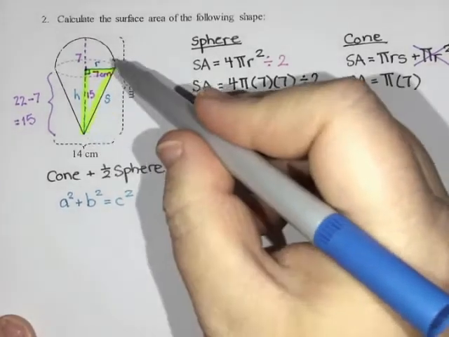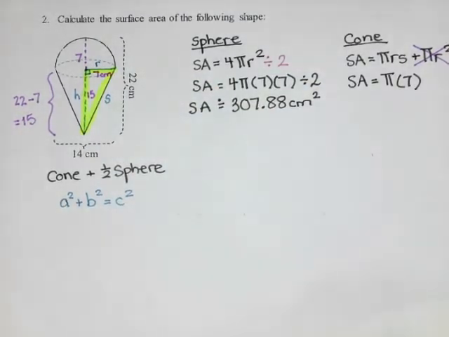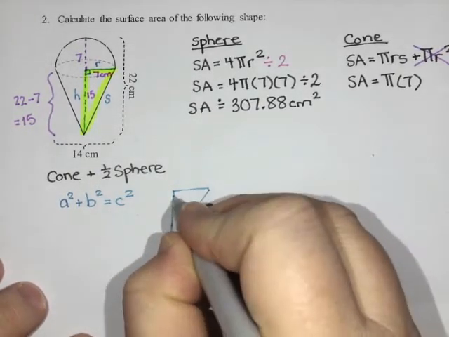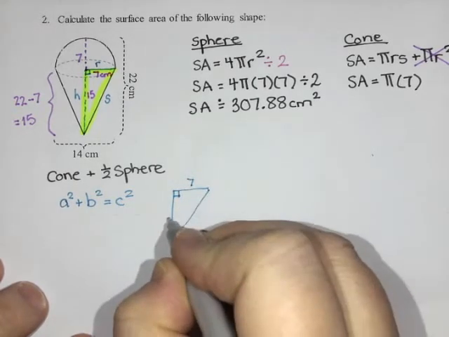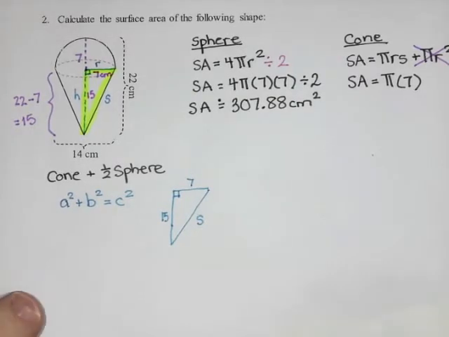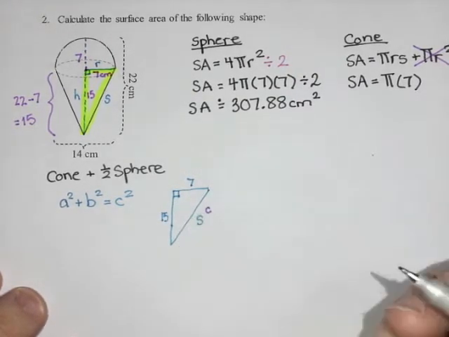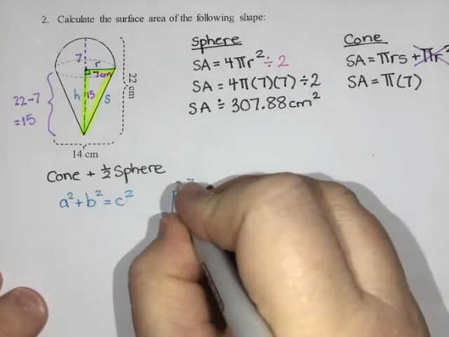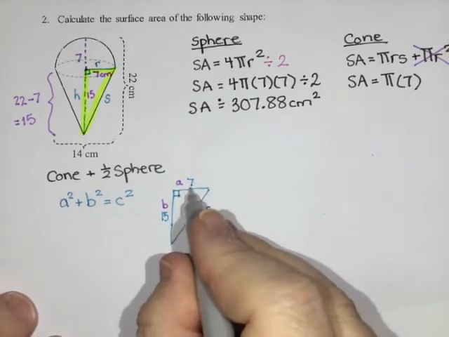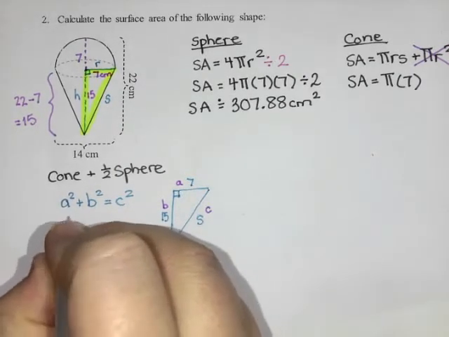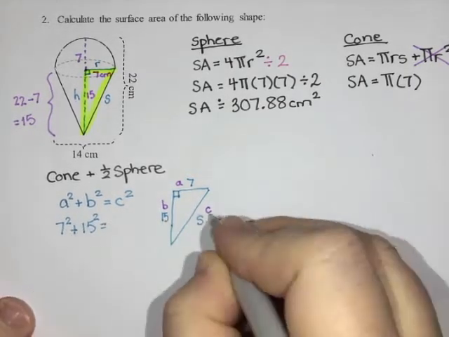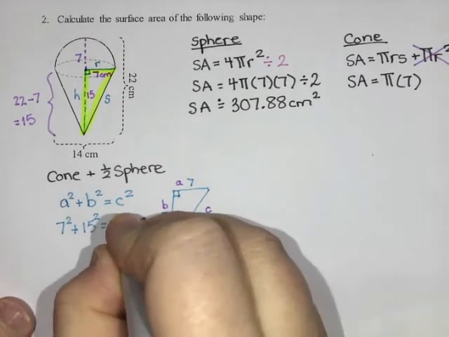And sometimes this diagram just gets so messy with all the letters and it's not that big that I like to just draw the triangle so that I can label things. This is 7, this is 15, and then this is the one we're trying to find. When we're doing Pythagorean theorem, the one across from the 90 is always our C, and it doesn't matter of the other two which one I call A and which one I call B. So I chose A to be 7, so 7 squared, plus B is 15, so 15 squared, equals C, which I don't know, so that's my slant, squared.